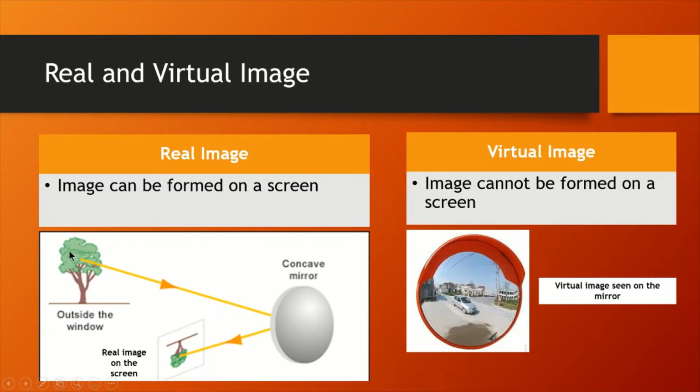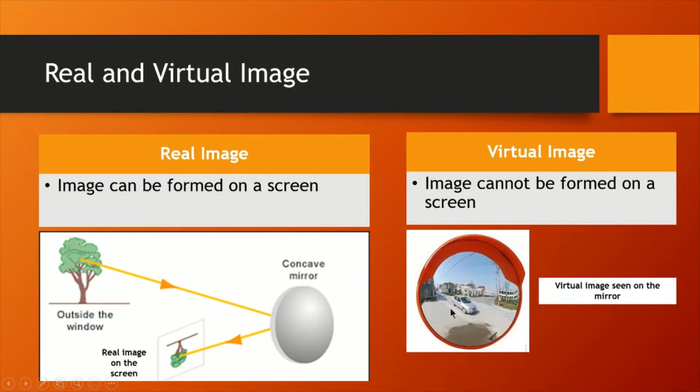Okay, let's look at this picture here. Now, the tree is an object. So the light from the object is reflected by the concave mirror, and we can see the image of the tree on a piece of paper or on a screen. So this type of image, where we see it on the screen or on the paper, is a real image.